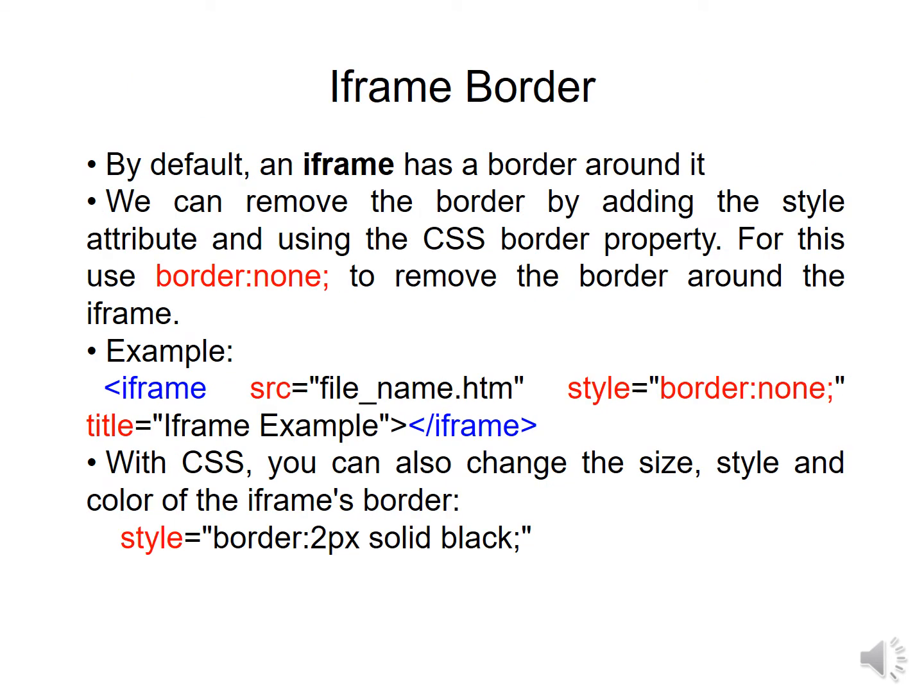Iframe border. The iframe has a border around it by default. To modify or remove the iframe border, add the style attribute and use the CSS border property. With CSS, you can also change the size, style, and color of the iframe's border. The first example will simply render the iframe without any borders. The second example will render the iframe with a 2 pixel black border.